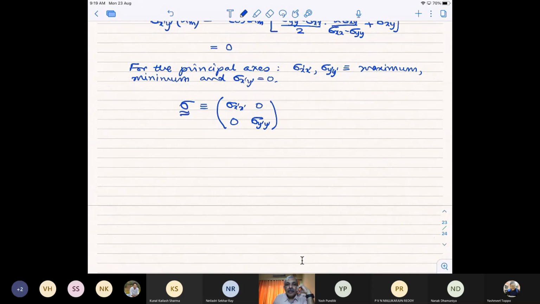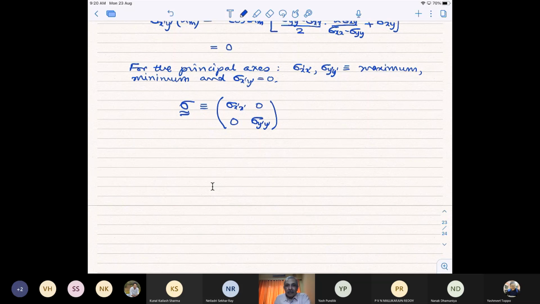Now let's just go a little further ahead. We have now found out the principal axes, and the next thing we'd like to do is to be able to see how we can really go one step further.